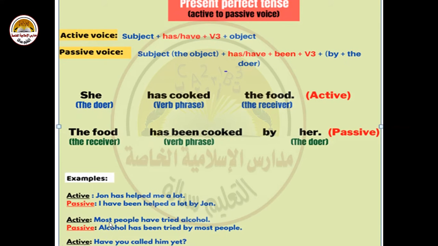Example number two, most people have tried alcohol. Alcohol has been tried by most people.